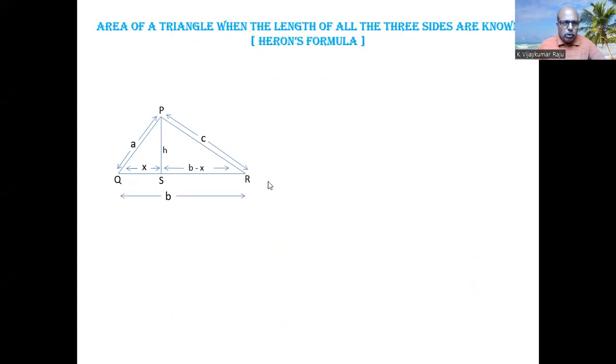So if you see here, PQR is a triangle. The length of side PQ is A, the length of side QR is B, and the length of side PR is C. And the perpendicular from here is the height of the triangle. Let this length be x, and since the total length is b, this should be b minus x. Now let us see how to do it. PQR is a scalene triangle, which means all three sides are of different lengths, with PQ equal to A, QR equal to B, and PR equal to C. These are the three side lengths given.